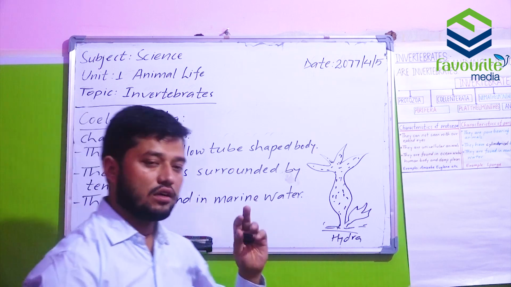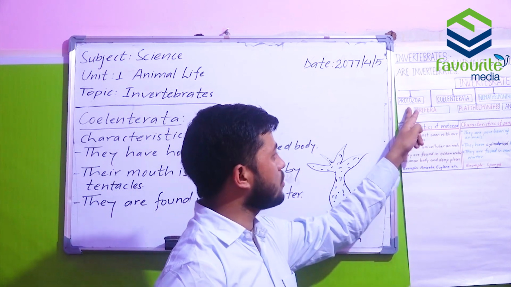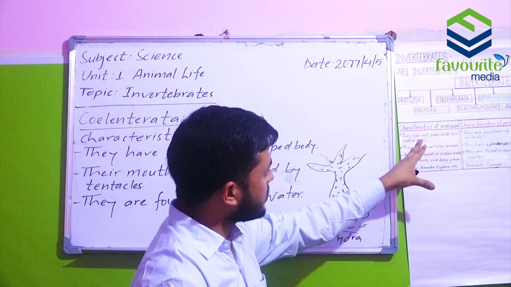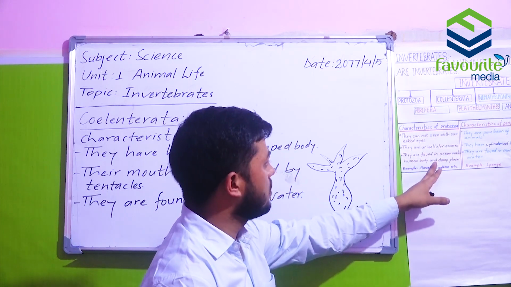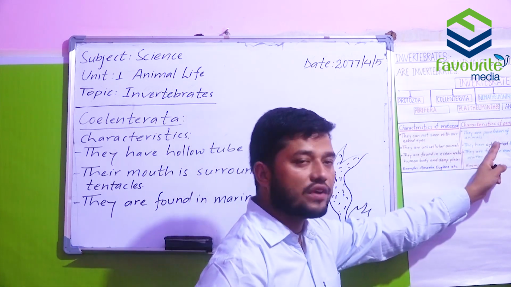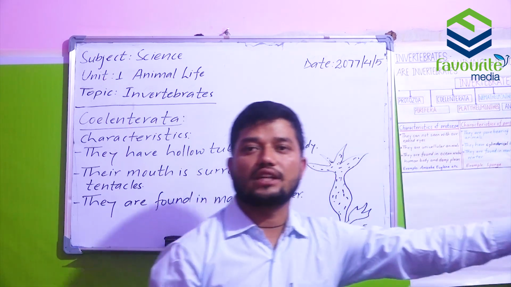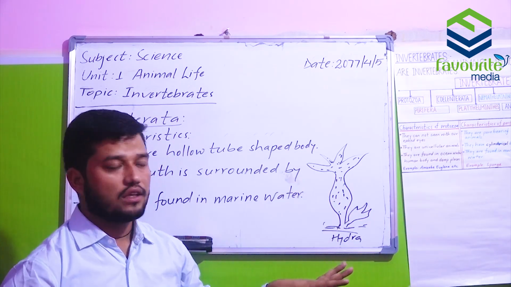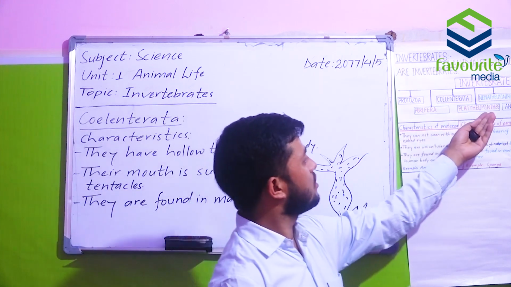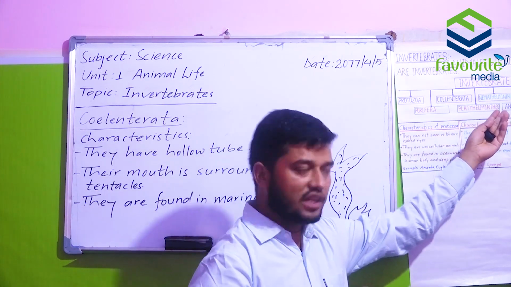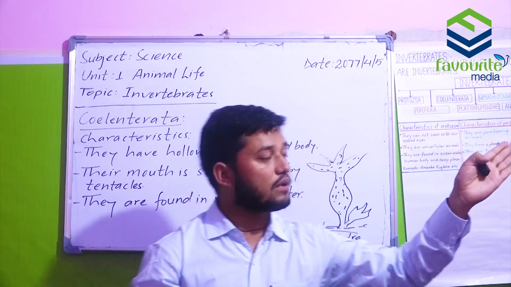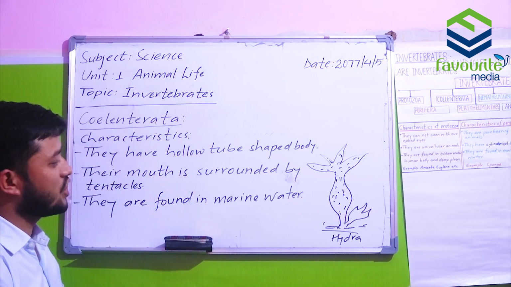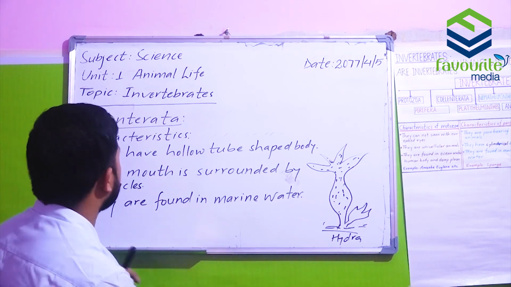Once again, today we have discussed Protozoa, Porifera, and Coelenterata. Only these three groups, and we have studied the characteristics of Protozoa, then Porifera, and the last one is Coelenterata. Today we will discuss this much only, right? There are many groups remaining. We will discuss the remaining groups in our next class, right? Before this, let's write homework.